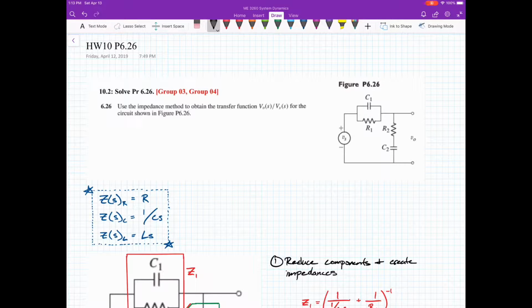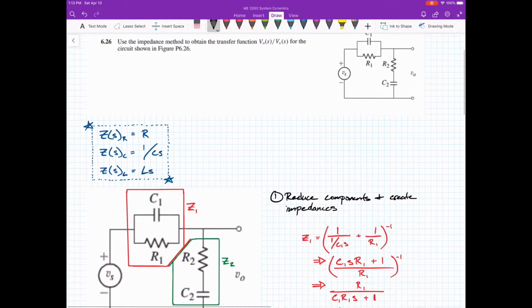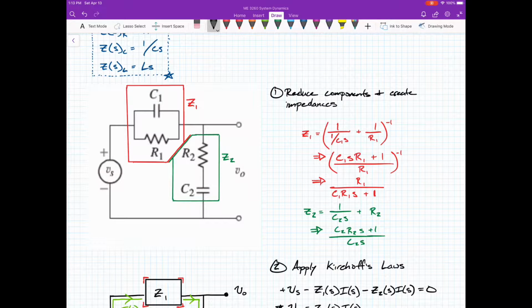Hi, this is Xiaochen. And this is going to be homework 10, and this is problem 626. We're going to be finding the transfer function for this circuit, and we're going to begin by reducing the components and creating impedances from them.